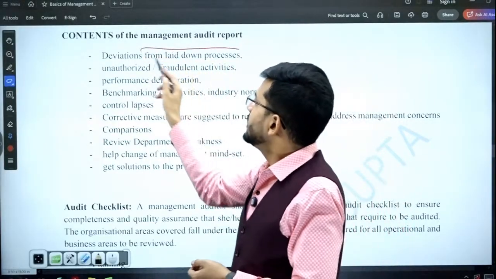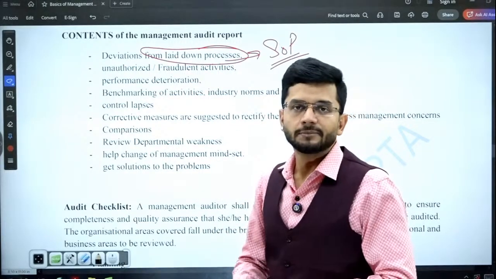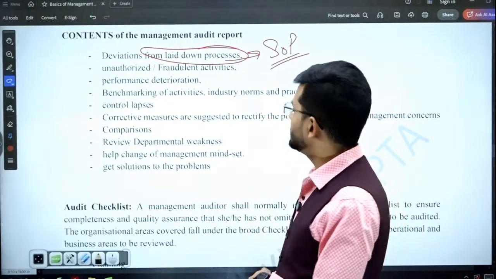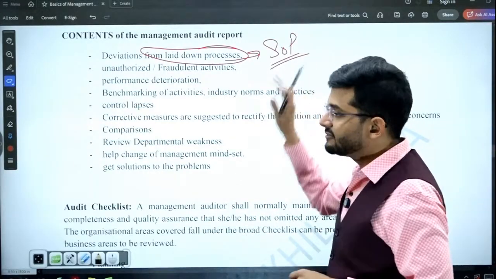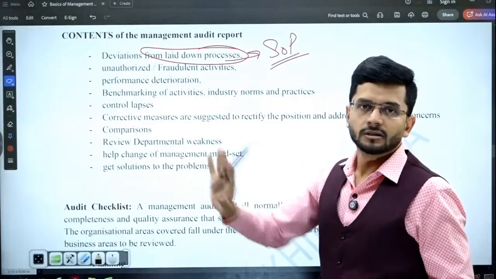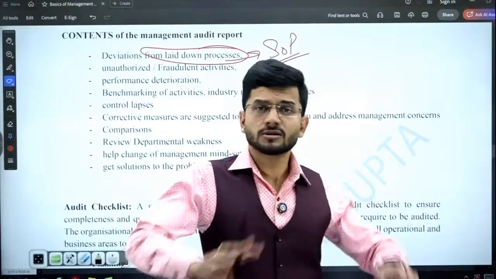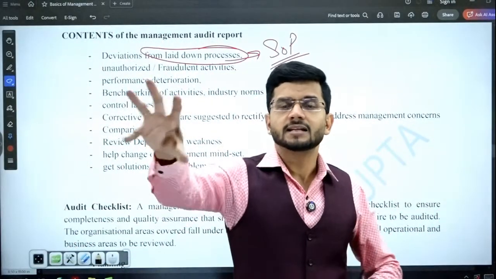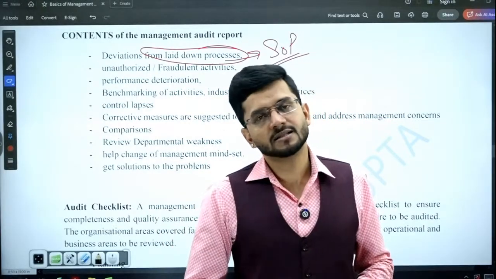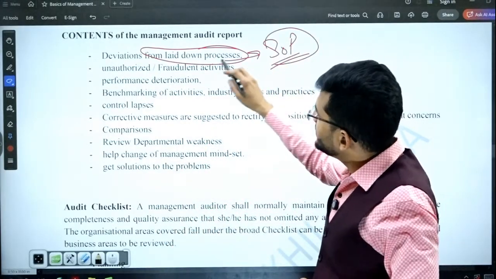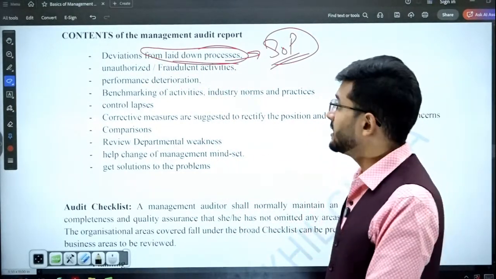Deviations from laid down procedures, whatever the processes are. There are SOPs, and SOPs are statements of processes. These standards are developed to ensure that everyone follows the same process of doing a particular thing. For example, if you have to submit an invoice in finance, everyone should use the same form and the same mechanism to submit a particular document in the finance department. So SOPs are developed, and if any deviation is there from the SOPs, then the management auditor should report those deviations. So deviation should not be there in SOPs.